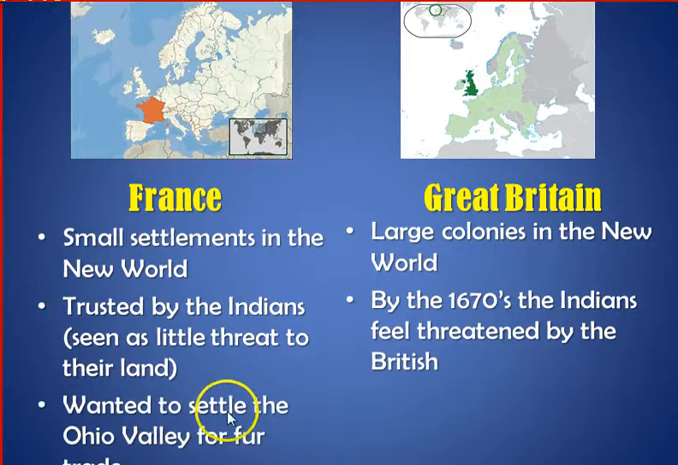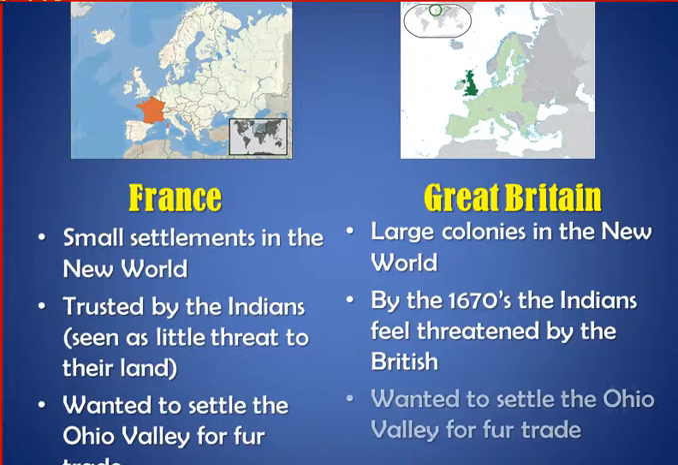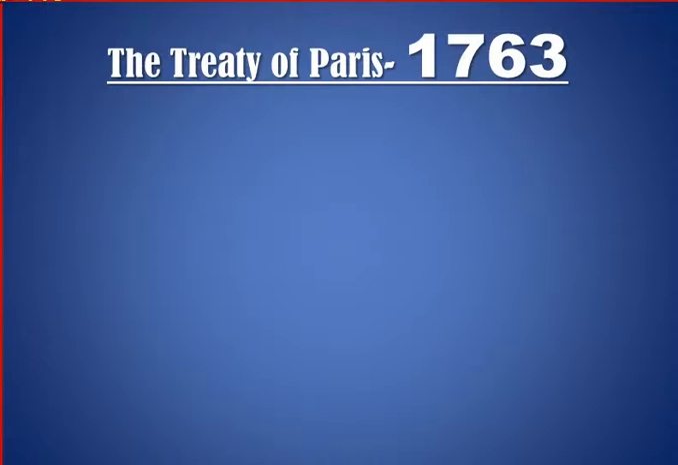The French wanted to settle the Ohio Valley for the fur trade. They can capture and kill animals and use their fur to make money. And the British also wanted to settle the Ohio Valley for the fur trade, and this is going to lead to violent conflict, the French and Indian War. Now, we're not going to take a very close look at the events of the French and Indian War, but what's important is what happened afterwards.